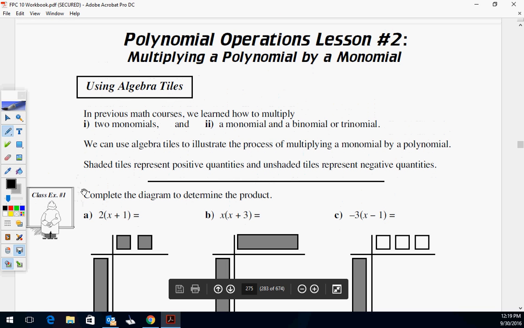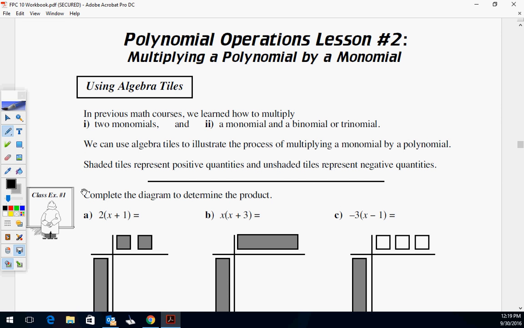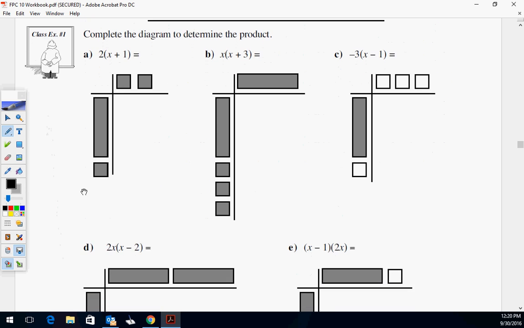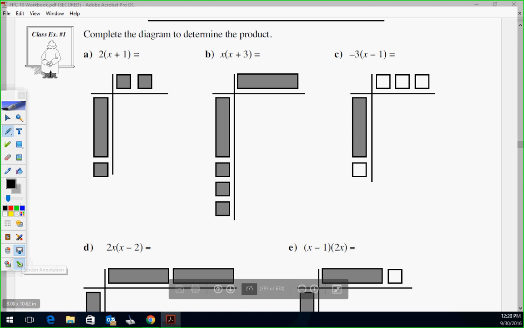To lesson 2, okay, multiplying a polynomial by a monomial. We still have done some of this in Math 9. In previous courses we've done monomials and a monomial by a binomial or a trinomial, so we're just making it a little bit bigger. So here is, again, I told you that you just have to be able to read algebra tiles. I'm not saying you have to love them and use them all the time, but just understanding what they represent.